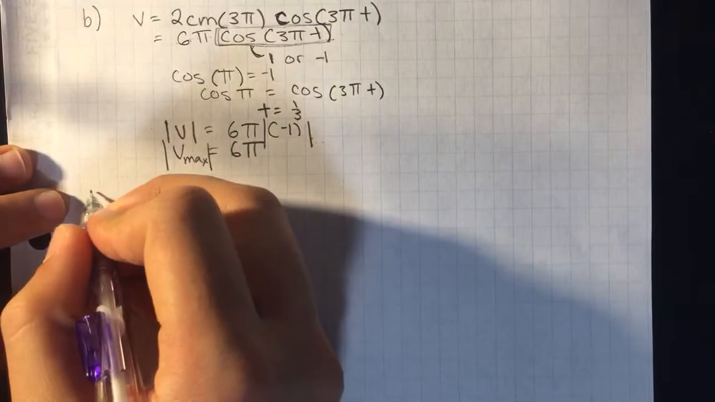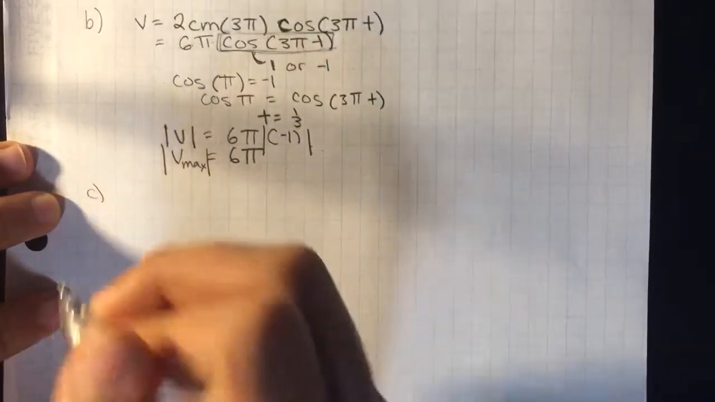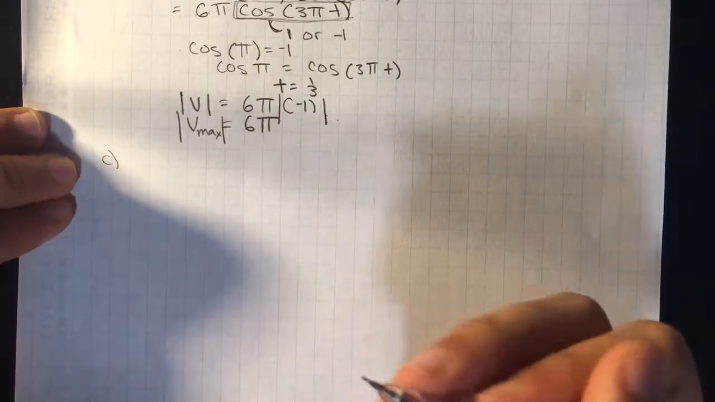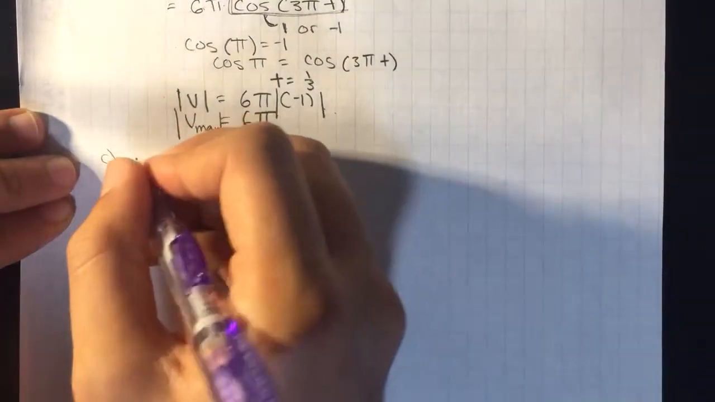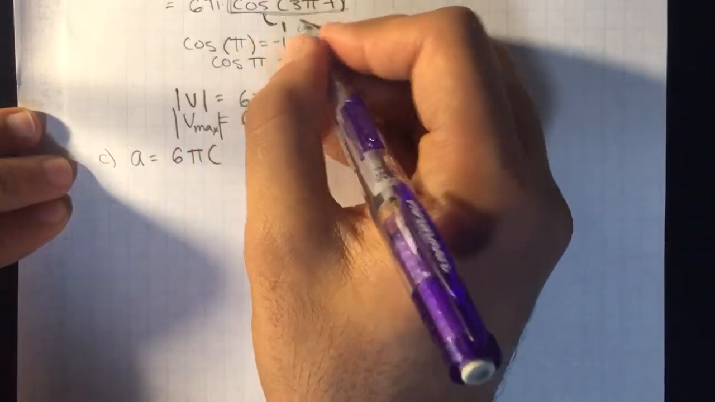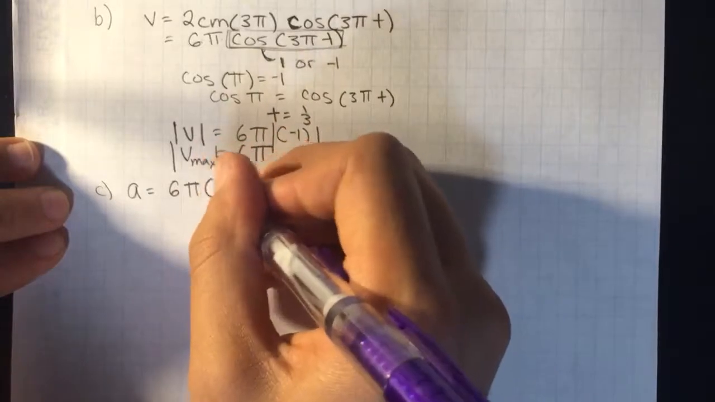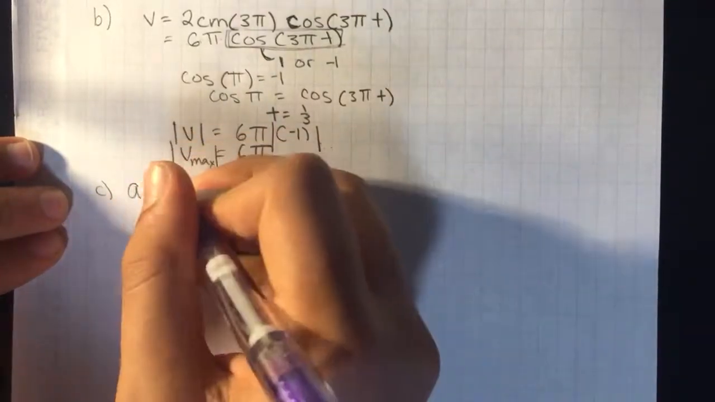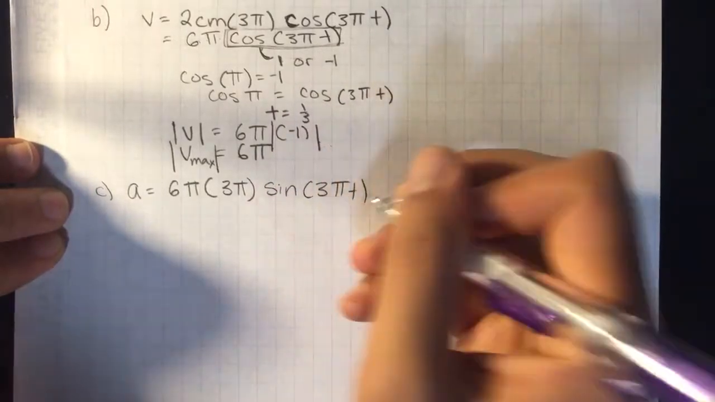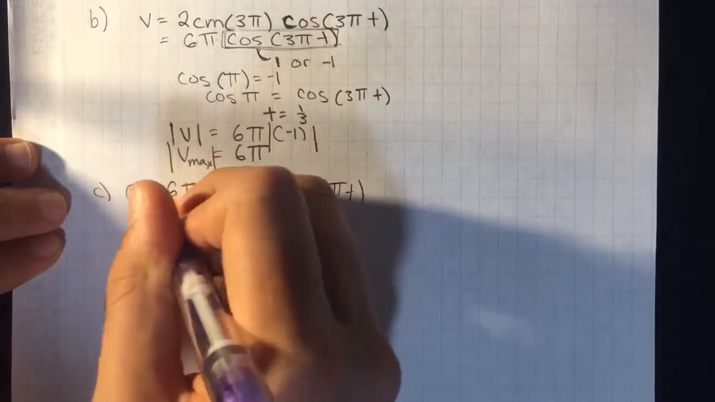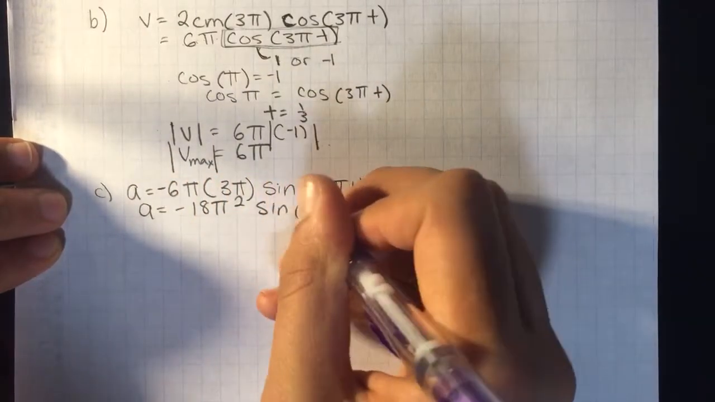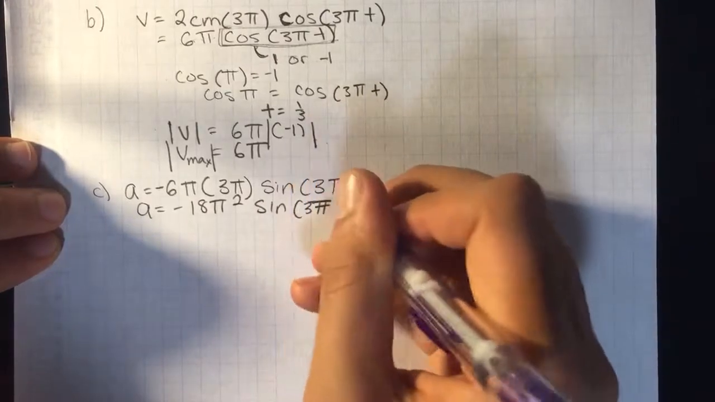Next, we're going to be finding the maximum acceleration. It does not specify the magnitude of the acceleration, which means that we have to assume that it means positive. So a equals 6 pi, and then we're going to do the chain rule again from up there: 6 pi times 3 pi, then sine 3 pi t, but then it's negative. So our acceleration equals negative 18 pi squared sine of 3 pi t.